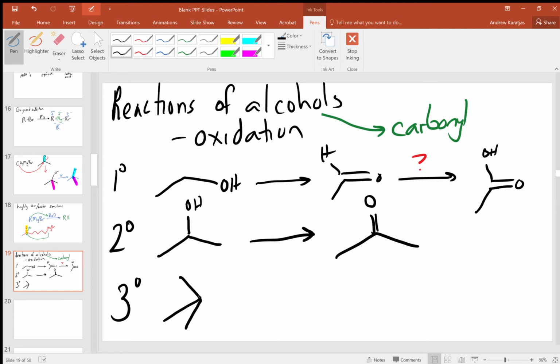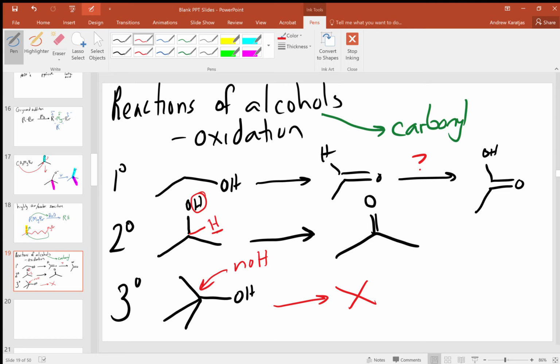And what about tertiary alcohols? Well, the issue in these reactions is what's getting removed is the hydrogen that's on the alcohol and then a hydrogen that's on that adjacent carbon. If we have a tertiary alcohol, tertiary alcohols have no hydrogen at that point. And since they have no hydrogen at that point, they can't be oxidized. So these oxidation reactions are generally limited to the use of primary and secondary alcohols.